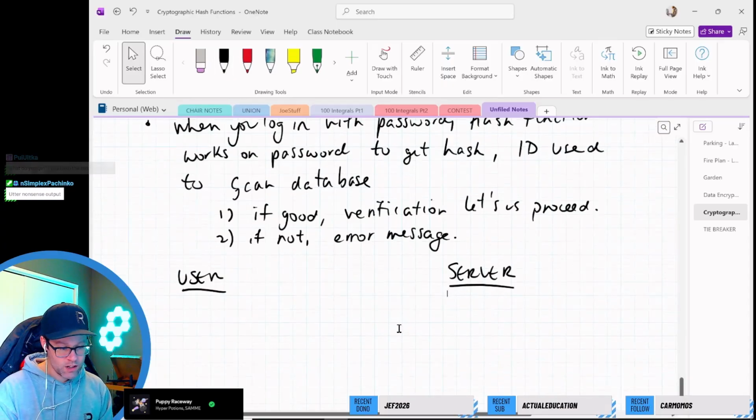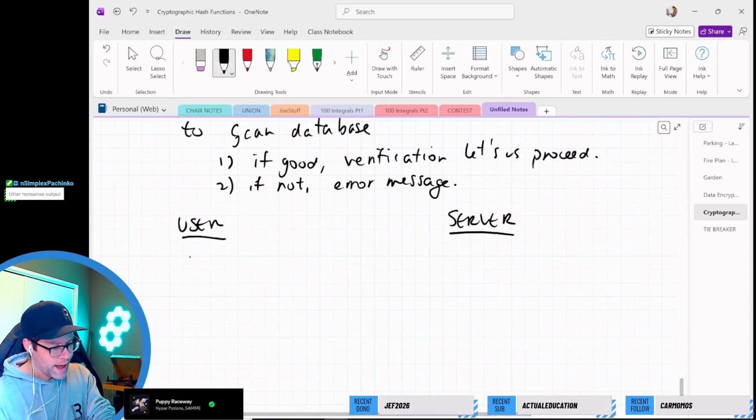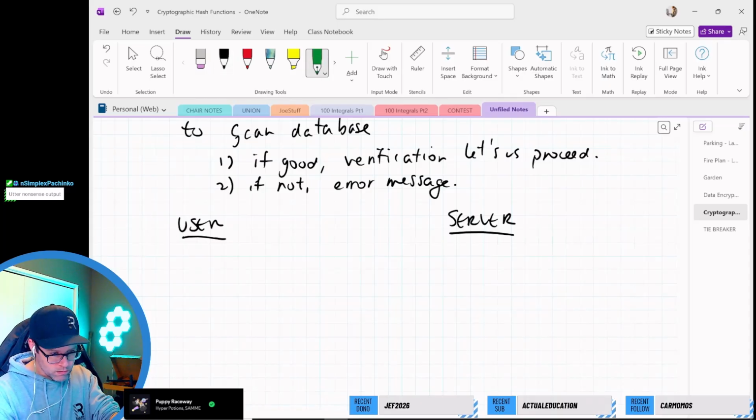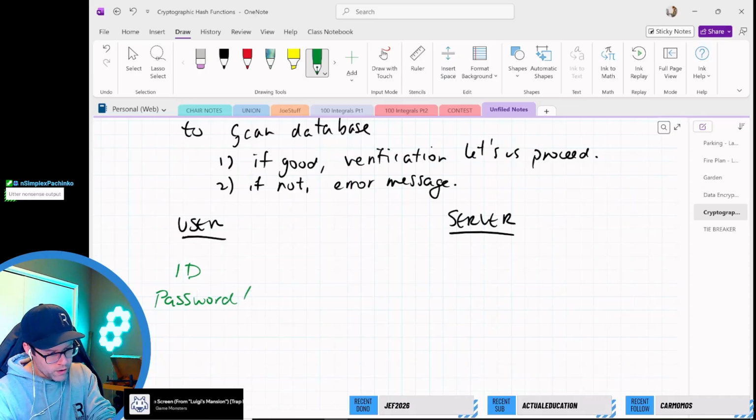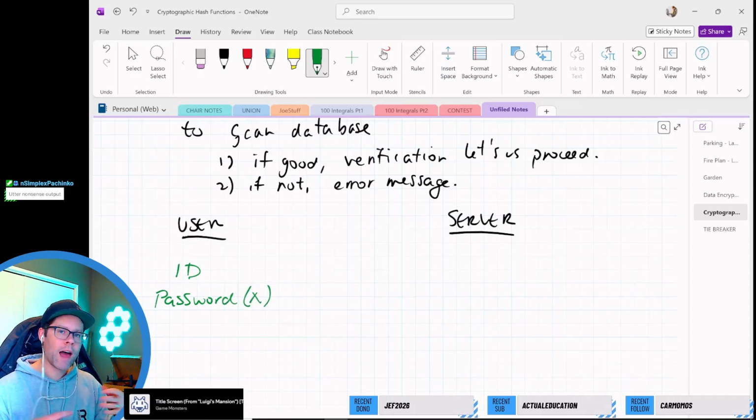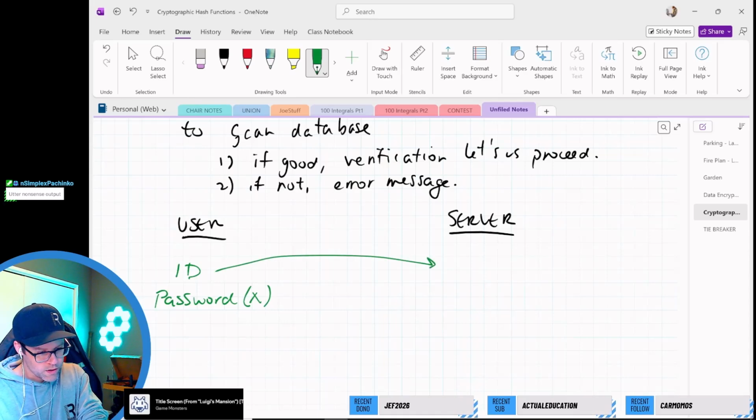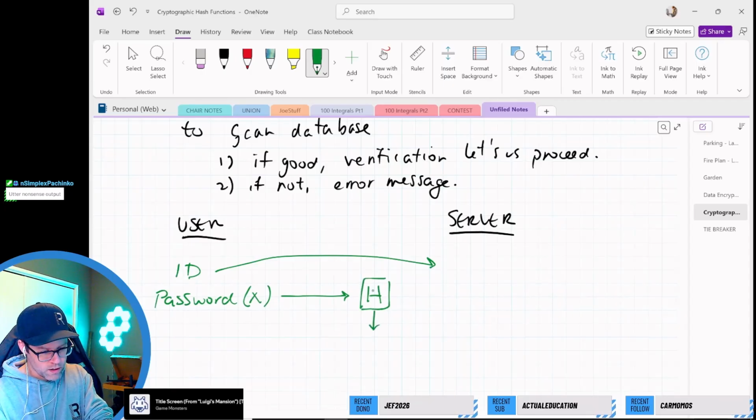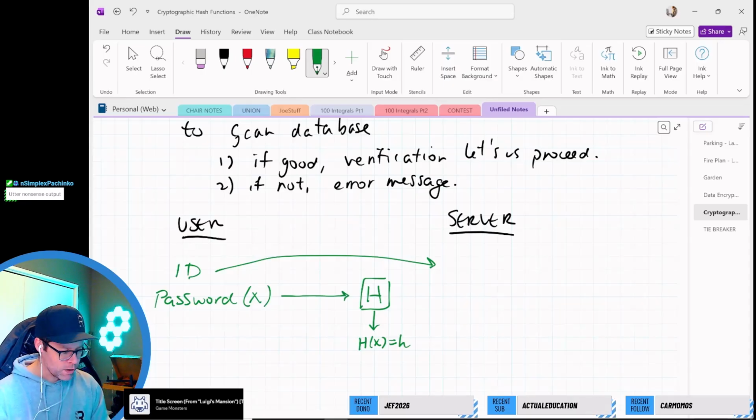If you want a quick little diagram of what's going to happen here, as the user, I'm going to come up to the website. The website's going to ask me for some information. So I'm going to give it my ID and my password. Now, the password is really considered the input block for the hash function that's available on the website that we're working with. So the ID gets sent over to the server, and our password gets sent into the hash function. And remember, as a result, it's going to pop out h of x, or the hashed value of that input block.